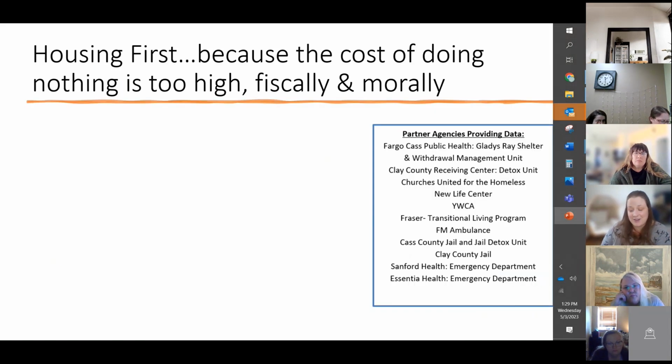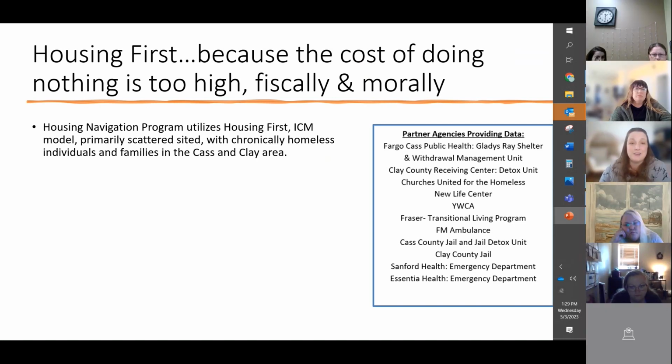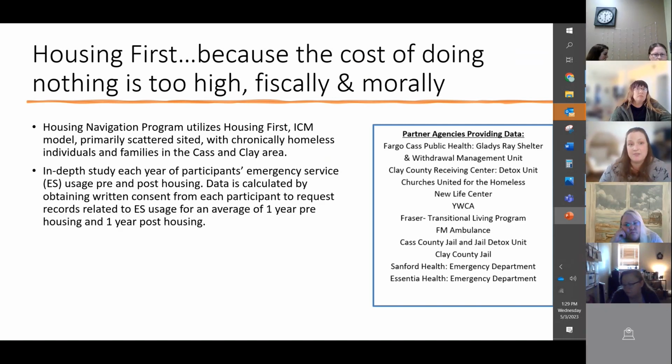And have our Housing First. So we were able to house all these people and keep them housed, but does that actually save the community money? That's what we wanted to find out. So we do this in-depth study each year where we go back 5 years with the person's signed consent, and we get 5 years of data from the emergency rooms, detox, shelter, ambulance, and the jails.